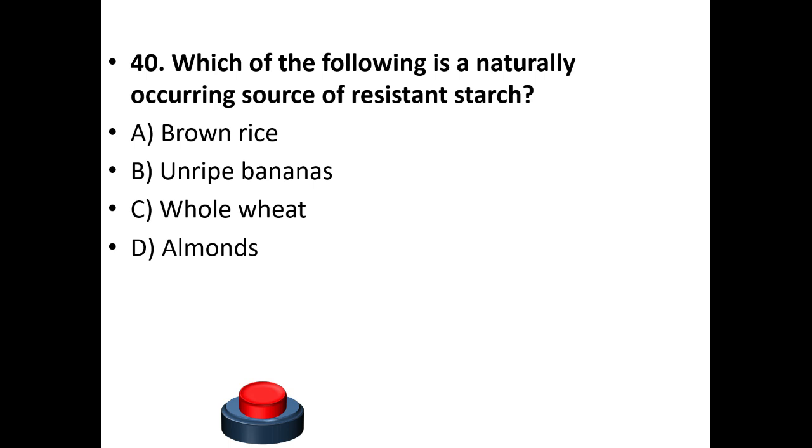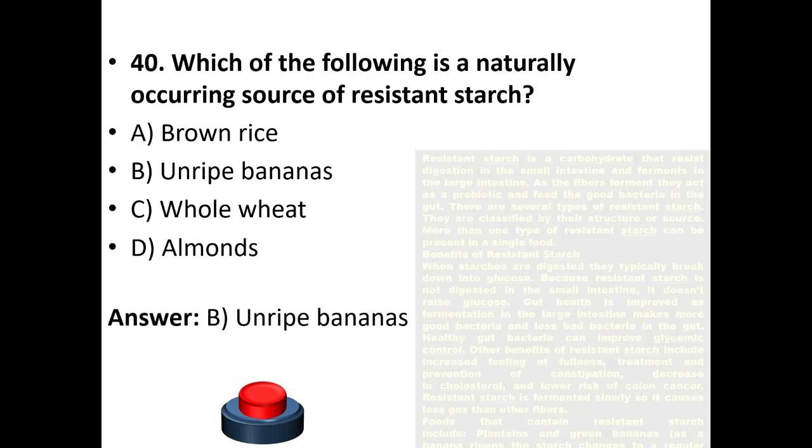Question number 40. Which of the following is a naturally occurring source of resistant starch? A. Brown rice, B. Unripe bananas, C. Whole wheat, D. Almonds. Which is the answer? Your answer is B, unripe bananas.